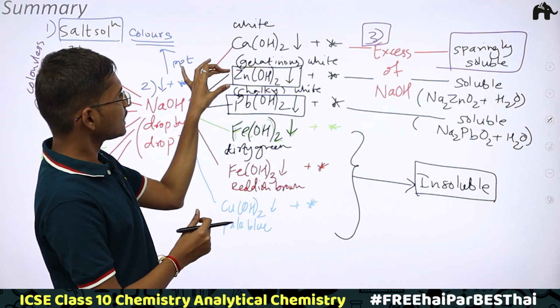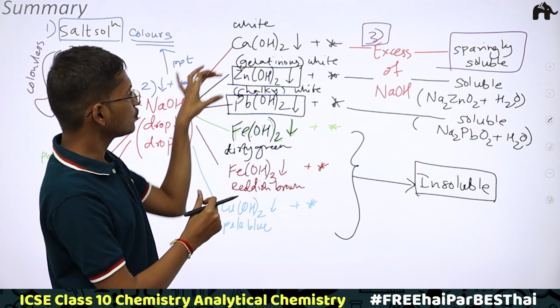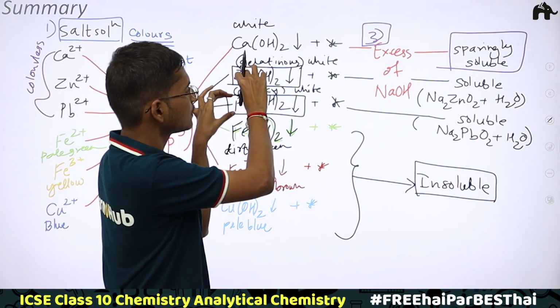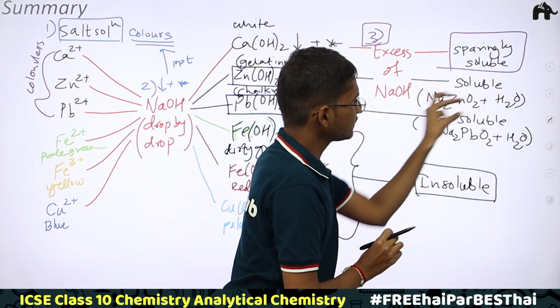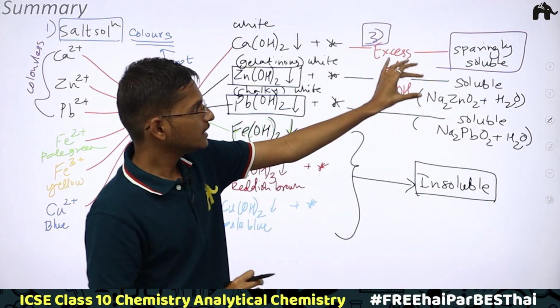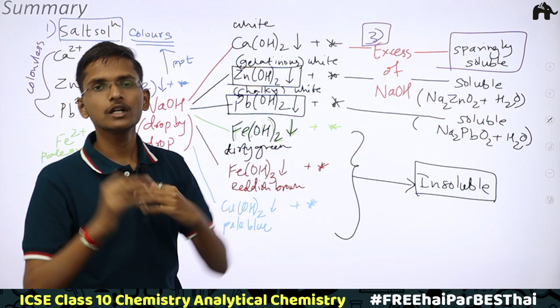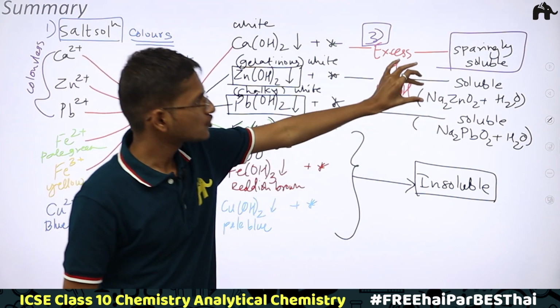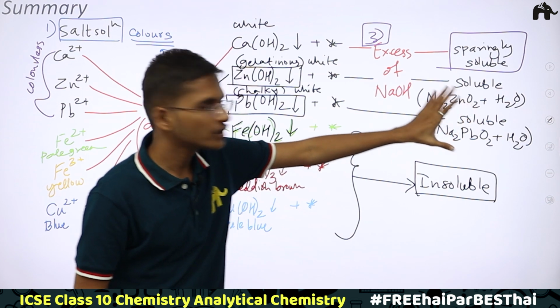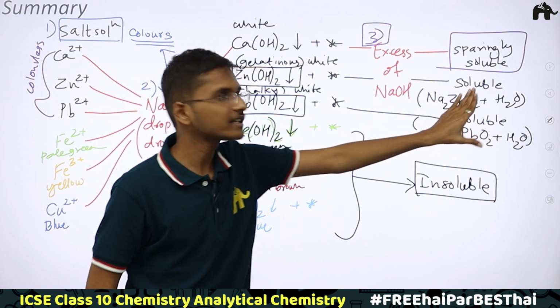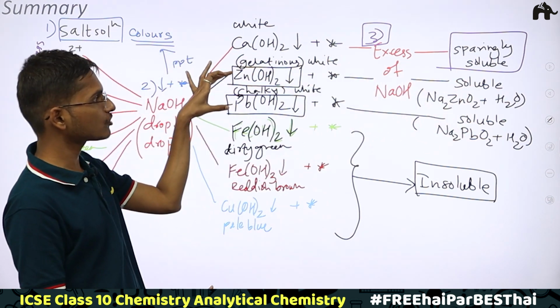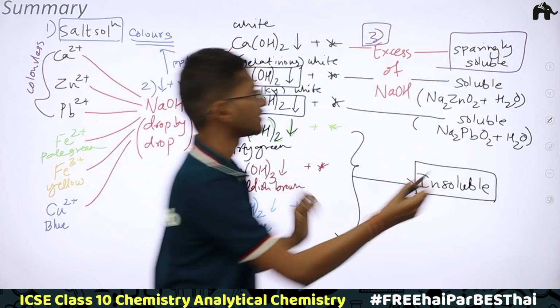The previous case was, see here, zinc hydroxide and lead hydroxide. Both of them are forming sodium zincate and sodium plumbite. So the names of the salts which are formed would give you a hint. If you remember these two salts, sodium zincate and sodium plumbite, you would ultimately remember that zinc hydroxide and lead hydroxide are getting solubilized, right?